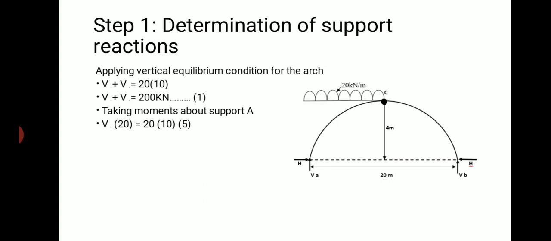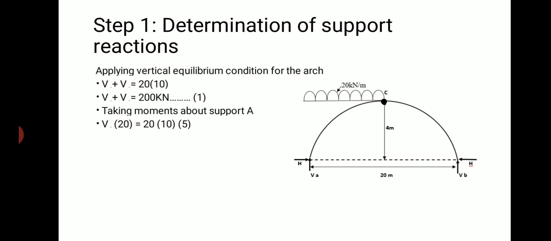So I am going to consider the moment at either of the supports, either A or B, we can consider that. In this case I am going to consider support A. By taking the sign convention, anti-clockwise moments are considered to be negative and clockwise moments are considered to be positive. So if I consider the moment about A, there are two moments acting. One is with reference to the support B and another is with reference to the load which is of 20 kilonewton per meter.